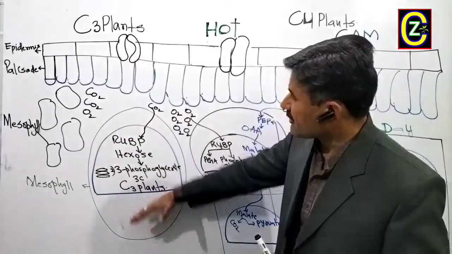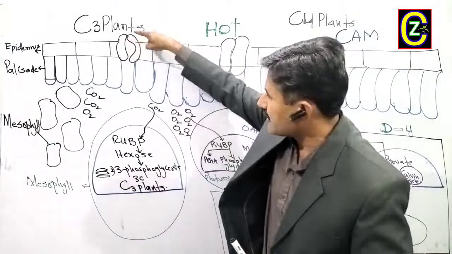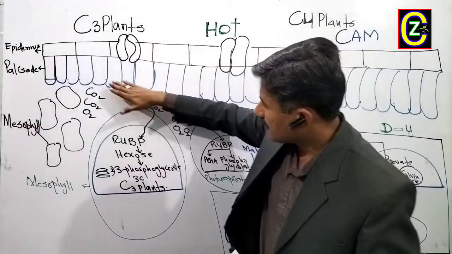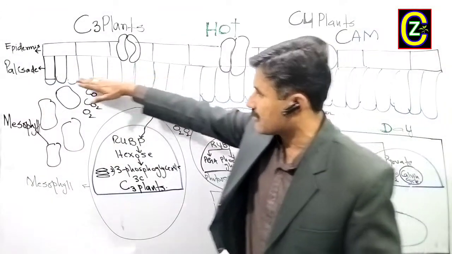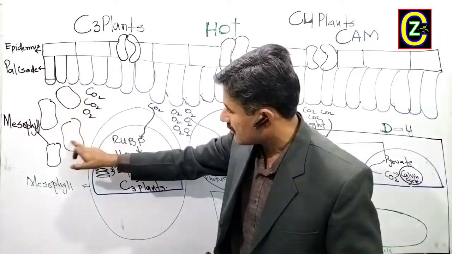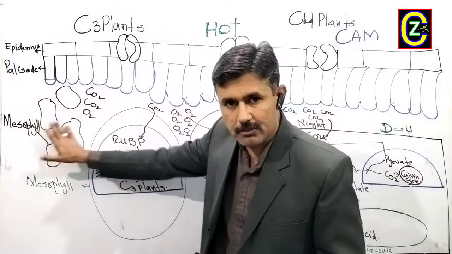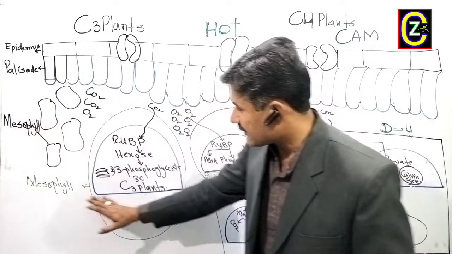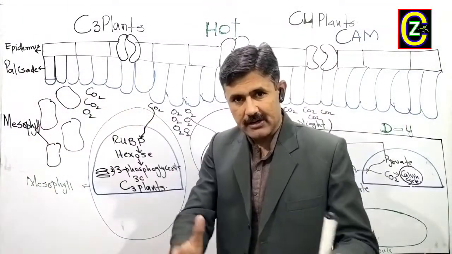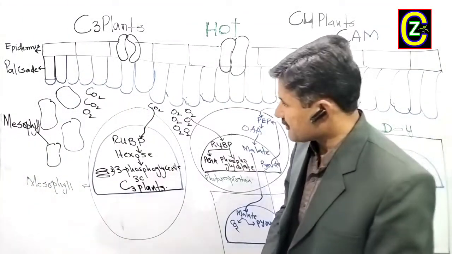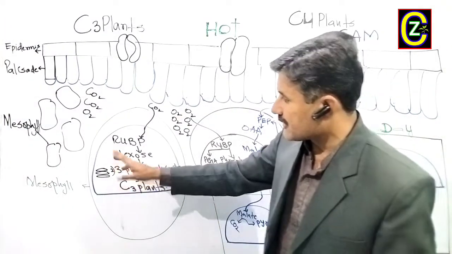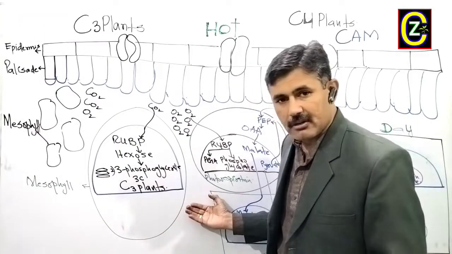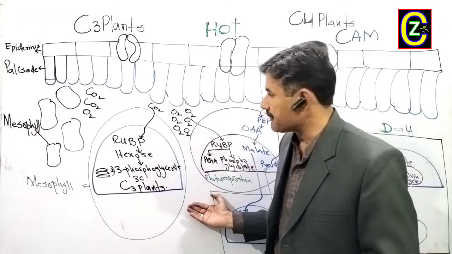For example, this is the structure of a leaf. This is the epidermis, and these are guard cells that make this pore called the stomata. This is a packed region, the palisade region, and then this is a loose region, the spongy mesophyll. The mesophyll cells are the site where the process of photosynthesis takes place. Here we have shown one single large cell, and this is to be considered as a mesophyll cell.